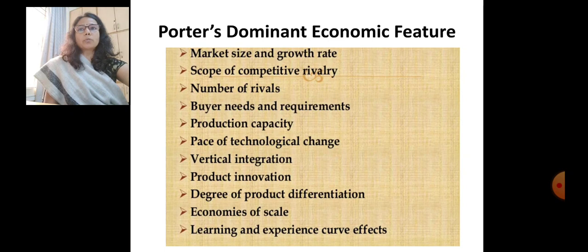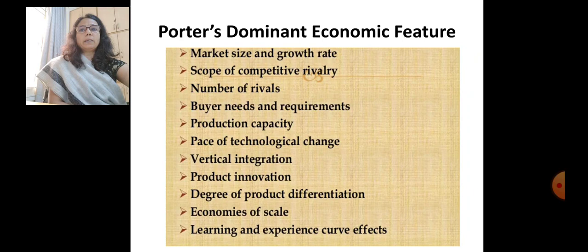Then talking about the scope of competitive rivalry. Scope of competitive rivalry is an important factor for organizations. To know about the level of competition, industry members must know about the nature of future competition. For example, if a company realizes that its future success depends upon diversification, product development and market expansion, then it must start planning from the very first day.